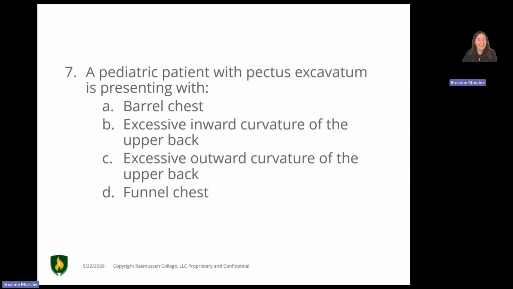Sorry about that. Okay, number 7, a pediatric patient with pectus excavatum is presenting with funnel chest. Pectus meaning the chest wall, especially the anterior chest wall. Excavatum means, almost like an excavator, if you can think of the big truck that scoops out dirt, that it is hollowed out. So that's why it's called funnel chest.